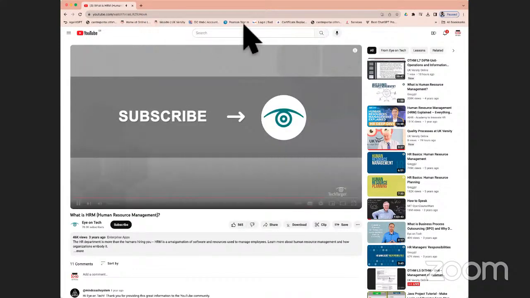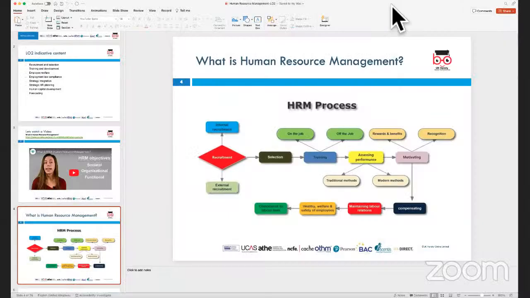So as you can see, this particular bit just shows you the overview of what we've discussed earlier in terms of the importance of HR. And now I'm going to show you a particular diagram, which is a flow chart, and it shows you how the whole process of HR essentially works.